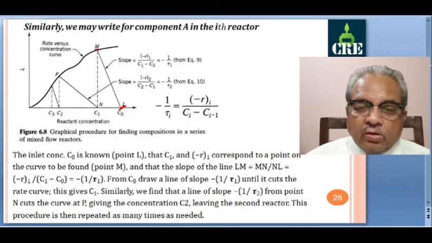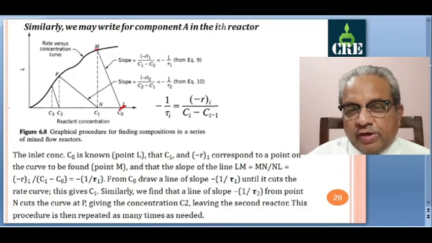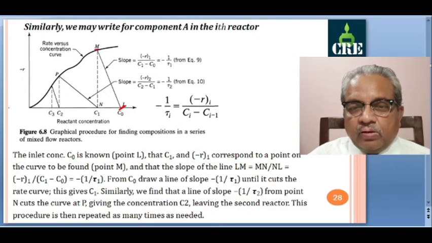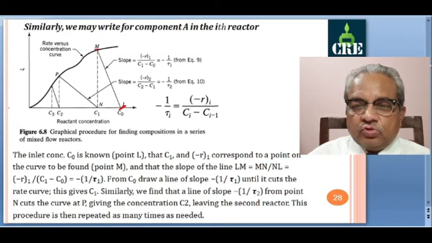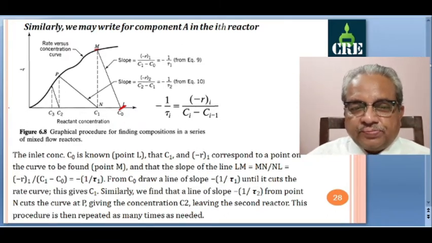Maybe complete conversion, so concentration will be 0 when you reach here. Or you can find out in the ith reactor, in any reactor, what will be the concentration. You should know tau, and as these are reactors of different sizes and the sizes are given, meaning volume is known, and volumetric rate is known, so tau 1, tau 2, tau 3 are known. They are not equal because the reactors are not equal in size.